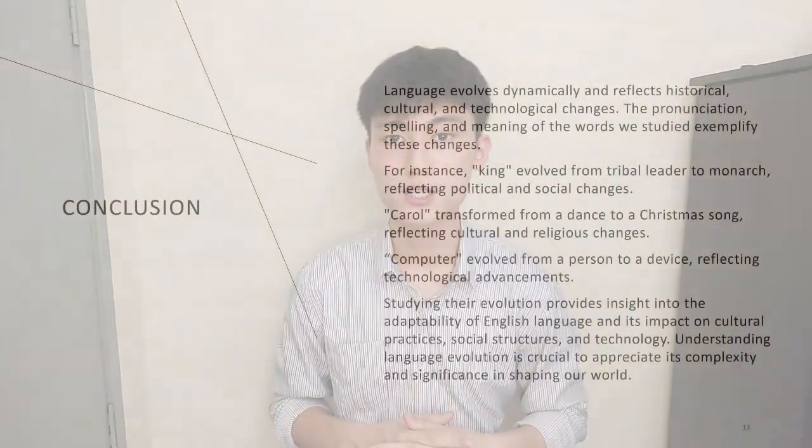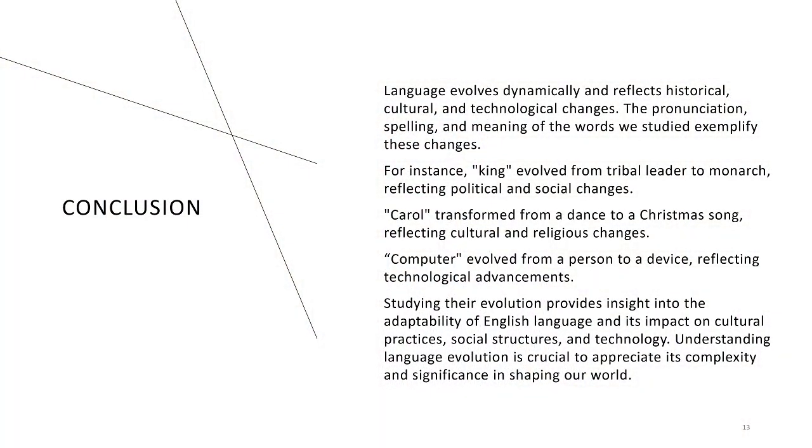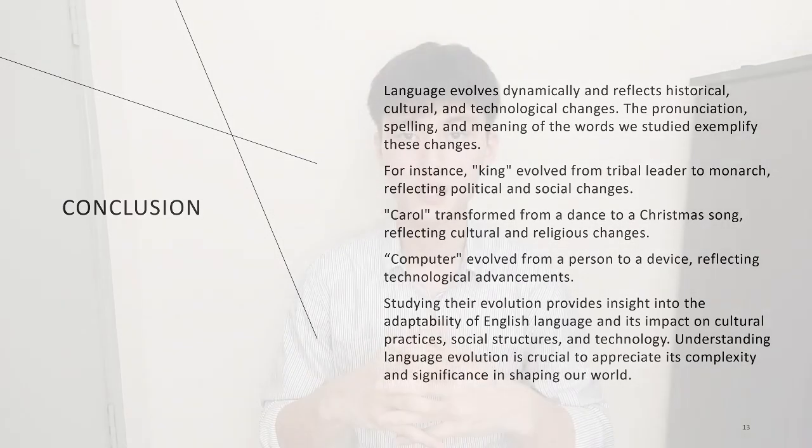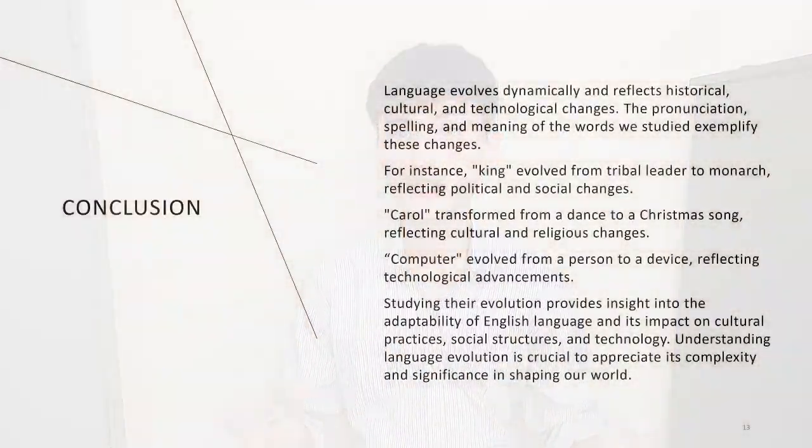As a conclusion, the evolution of language is a dynamic and ongoing process that reflects historical, cultural, and technological changes. For example, the evolution of the word king from a tribal leader to a monarch with supreme authority over a kingdom reflects the evolution of the political and social structures in history. Similarly, the evolution of the word carol from a circle dance in a religious occasion to a Christmas song reflects the evolution of cultural practices and religious traditions.